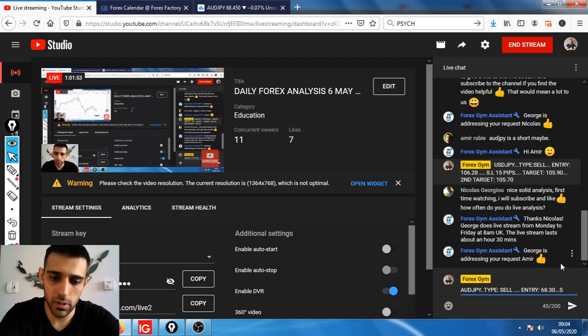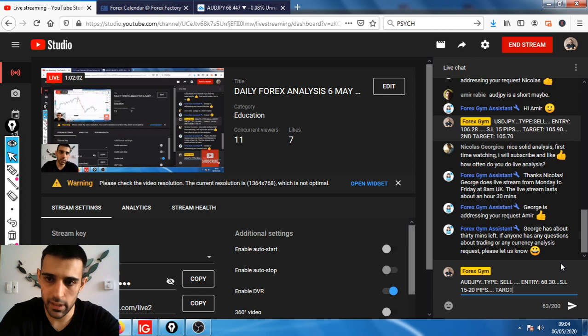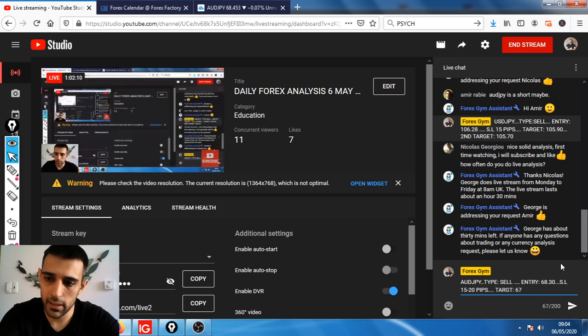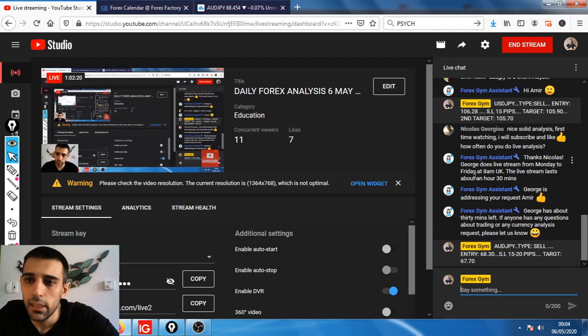The stop loss is 15 or 20 pips. 20 pips stop loss, and for the targets, we don't have a second target in here. So the target is at 67.70, I believe. So this is Australian dollar against Japanese yen.